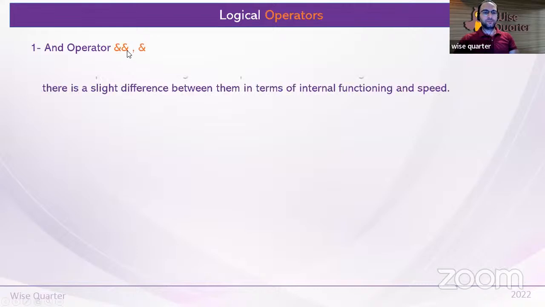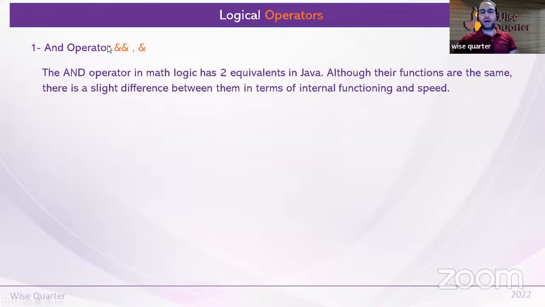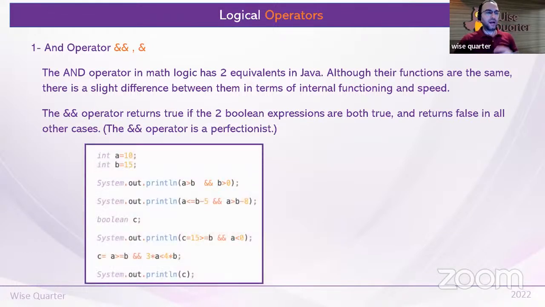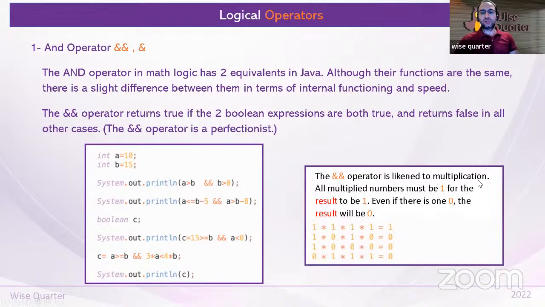and operators. The and operator is a perfectionist. Everything should be right for the result. If everything is true, the result will be true. Otherwise, even one mistake can destroy everything. It is like a product or a multiplication. All of them should be one for the result to be one. If there is only one 0 in it, no matter what, the result will be 0.